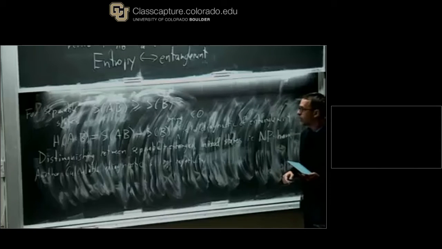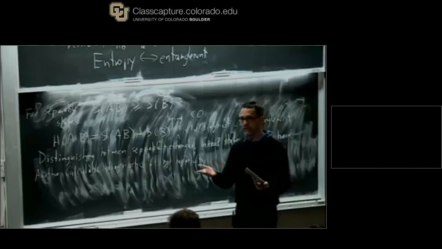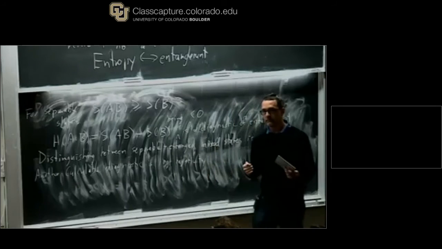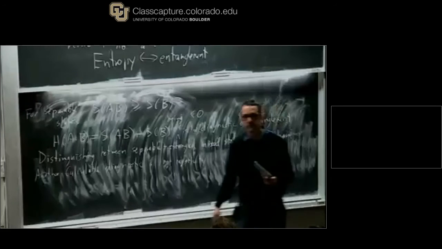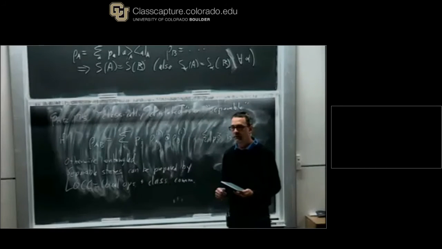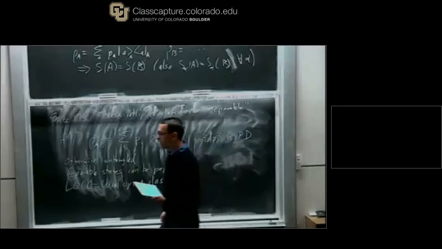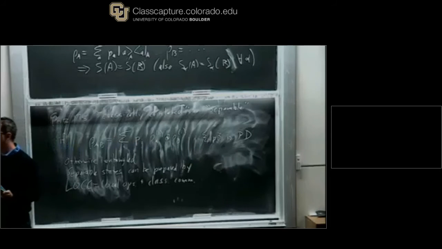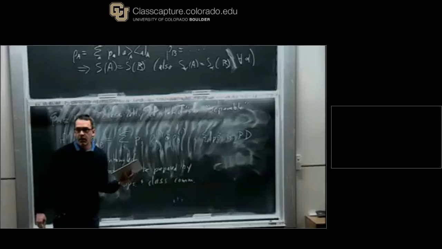So the problem is I give you a row AB, and you tell me if it's separable or entangled. And my n is the log of the dimension of the Hilbert space in the asymptotic analysis. If it's separable, I have to write it in this form.